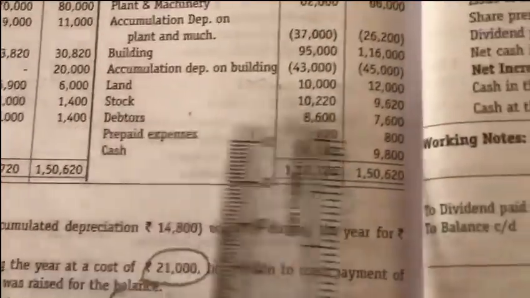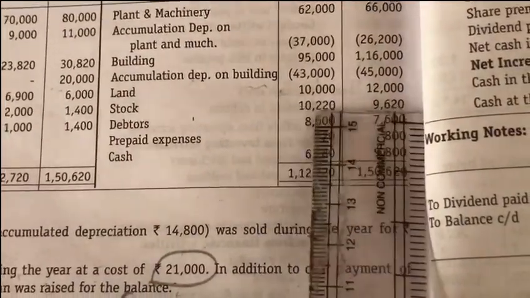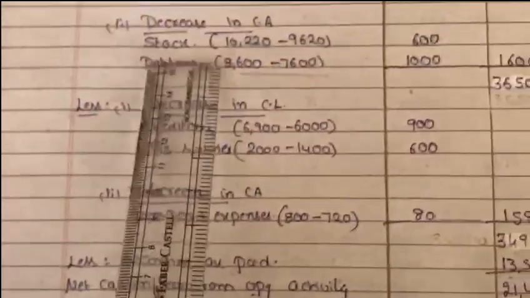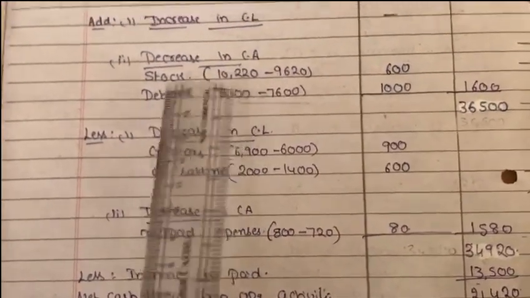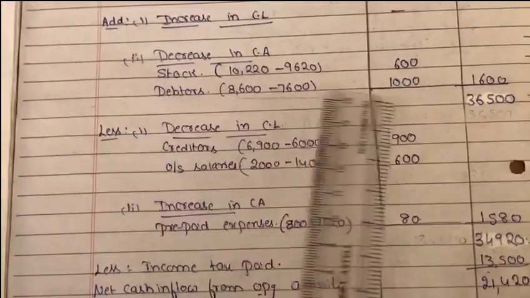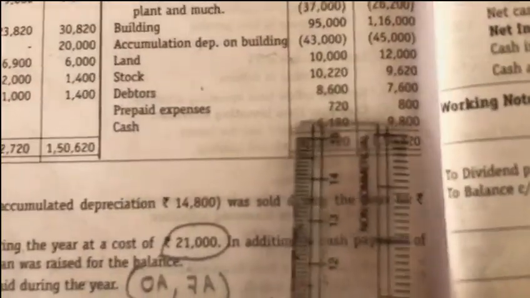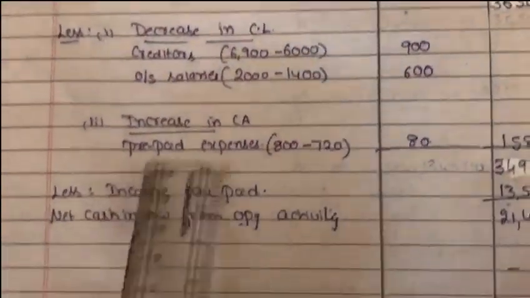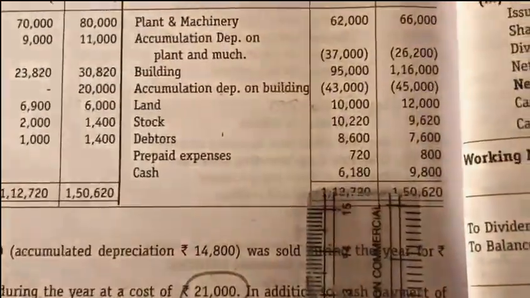Stock is a current asset. Previous year 10,220 and current year 9,620. There is a decrease in current asset, so it should be added. Stock. Similarly, we have a decrease in debtors also. I have added it here. Now look into prepaid expenses. There has been an increase in current asset, and an increase in current asset should be deducted. So prepaid expenses 80 rupees. This cash item should be adjusted in the end.